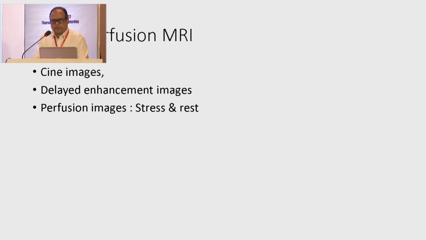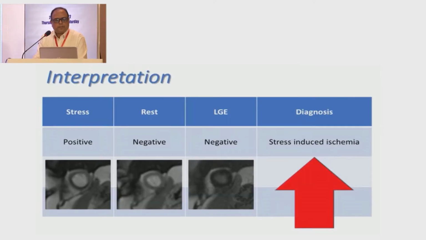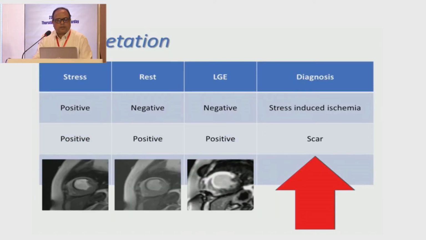So stress perfusion MRI, we use 3 types of information: functional image, delayed enhancement image, and perfusion image. In stress MRI, if the stress perfusion image is positive, I mean, in that area there is a black subendocardial perfusion defect, and in rest image there is no perfusion defect, and there is no scar, so this is stress-induced ischemia. But if the stress is positive, rest is positive, and LGE, I mean scar, is there, so this is the scar-related perfusion defect. But if the perfusion defect extends beyond the scar area, there is peri-infarct ischemia.